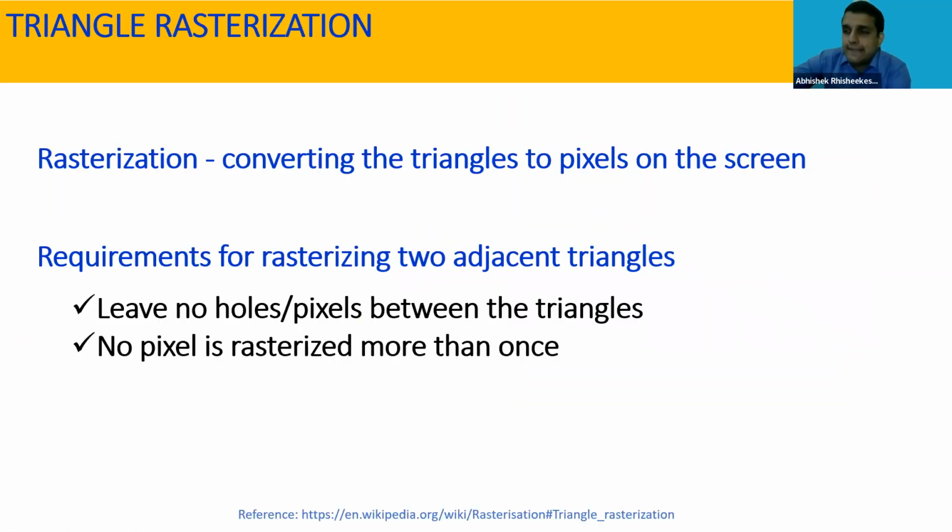Now, rasterization in essence involves converting the triangles of 3D objects in the 3D scene into pixels on the computer screen. The basic requirements for rasterizing two adjacent triangles, that is, triangles that share a common edge, are: it should not leave any holes, that is, non-rasterized pixels between the two adjacent triangles, so that the rasterized area is completely filled. And no pixel is rasterized more than once, that is, the rasterized triangles should not overlap.